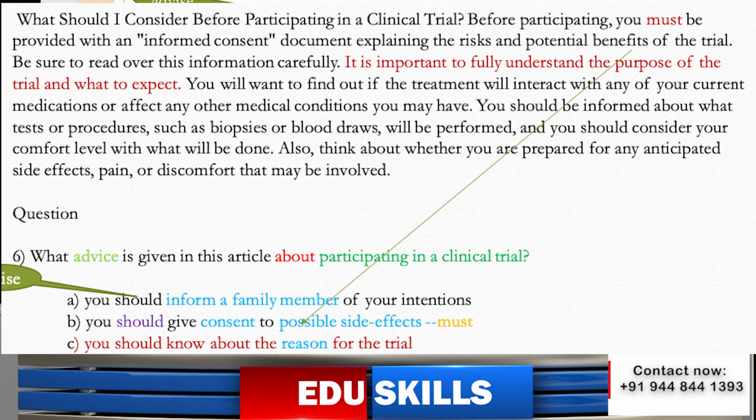Now see, option C: you should know about the reason for the trial. Here it is important to fully understand the purpose of the trial and what to expect. So this is the reason. Purpose is reason. It is important to fully understand; understand means you should know. So you should know about the reason for the trial. It's directly given in C. So these two we have to check in the text also. Sometimes they will give "must" in the text and "should" in the option. Should means advice, must means compulsory. So like that also we can eliminate.